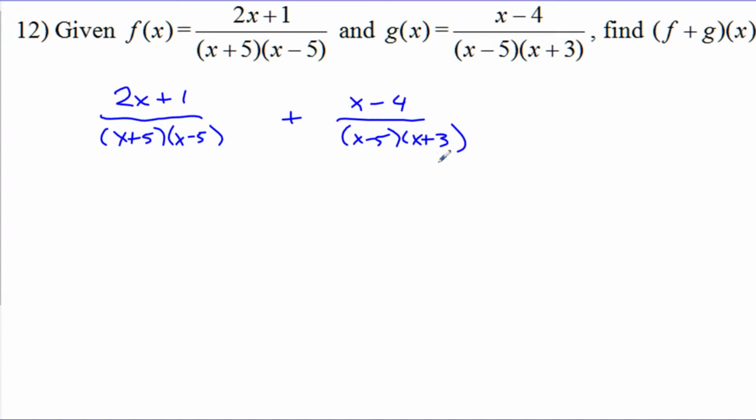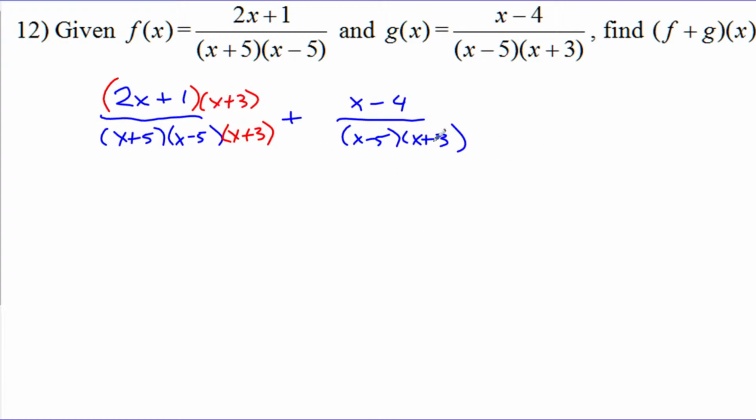So I'm going to compare the denominators of these functions and say the one on the left has an x plus 5 and an x minus 5. The one on the right has an x plus 3, which is not in this function. So I need to bring in an x plus 3 here. Okay? Which means I also need to bring in an x plus 3 in the numerator. Okay, so I'm going to put parentheses around this function to keep them separated.